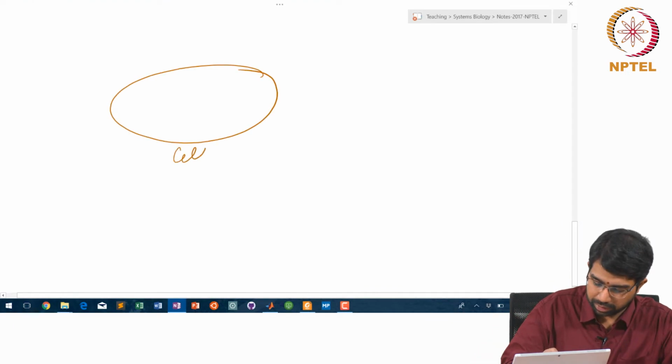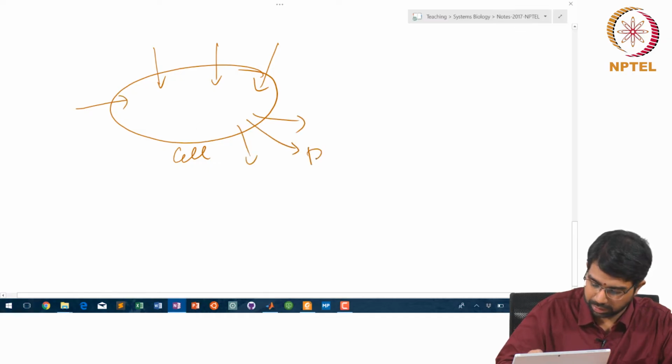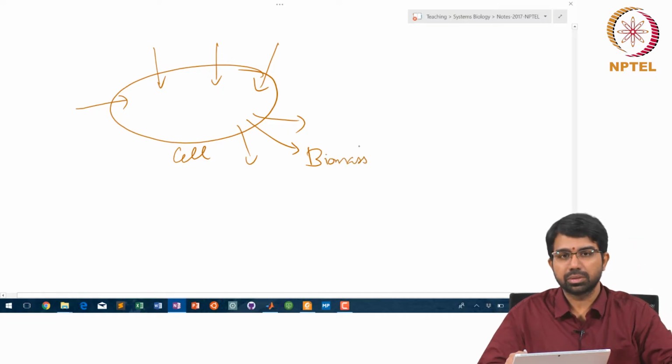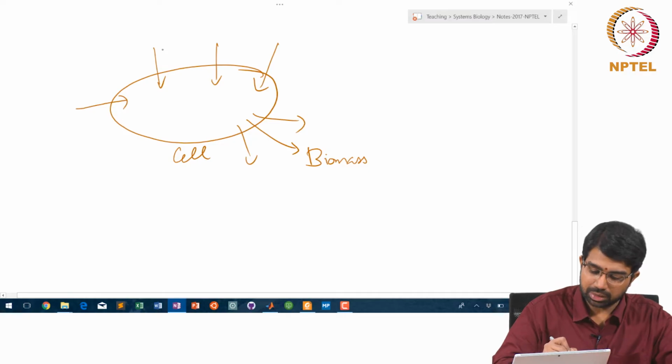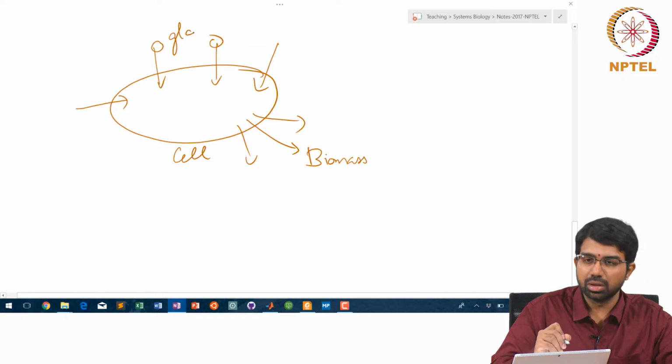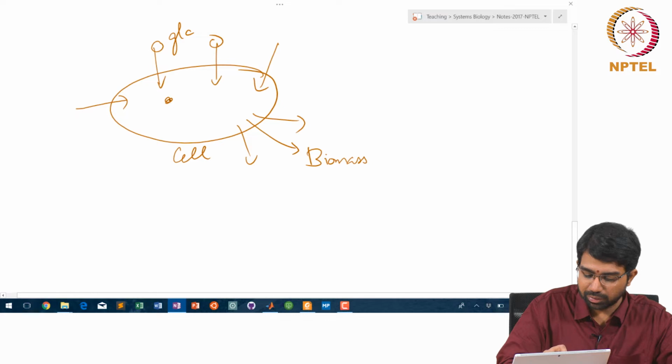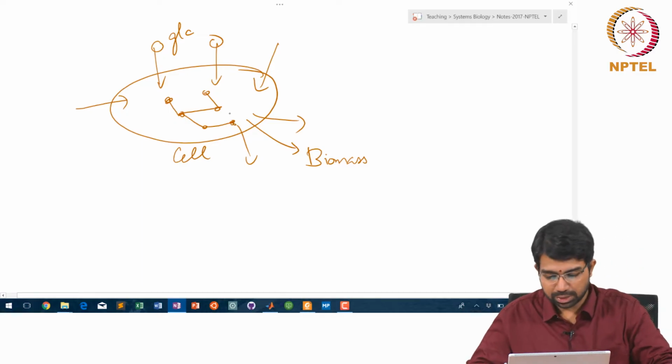So, essentially we have a cell, there are several nutrients that come in, some nutrients that go out, and let us say there is biomass, right. So, what are these? These should be specified by some fluxes, maybe you want to at least give glucose, right. So, you will have to see where this is, and then you have a metabolic network inside the cell which converts between all these molecules.